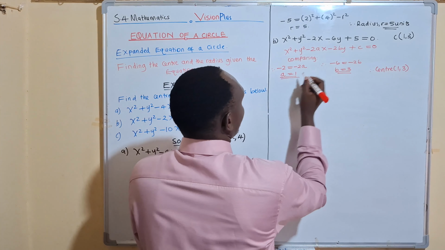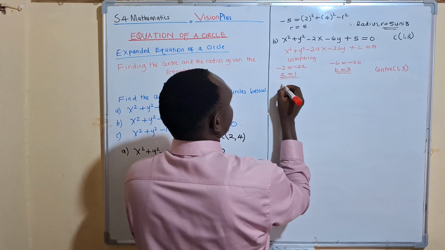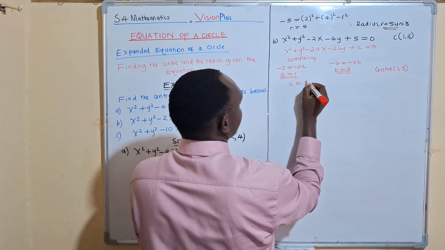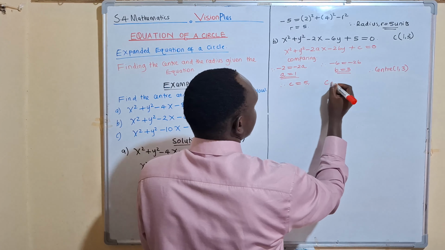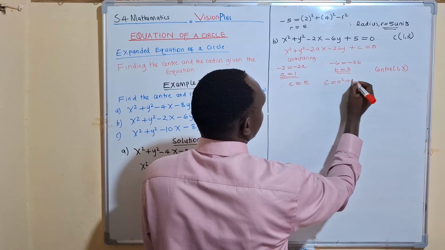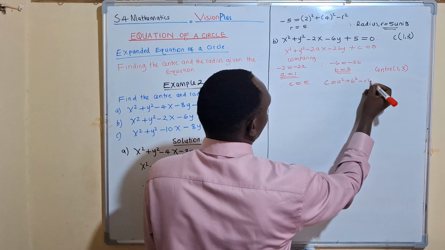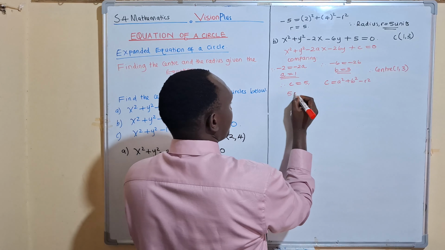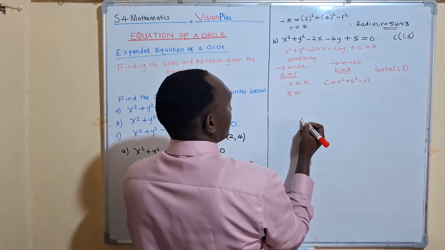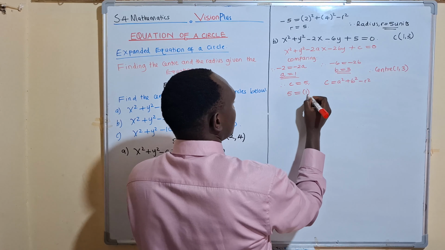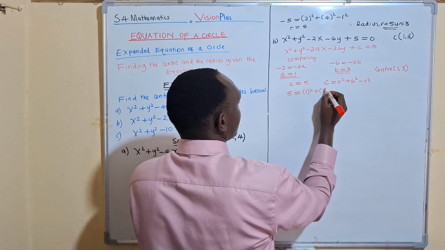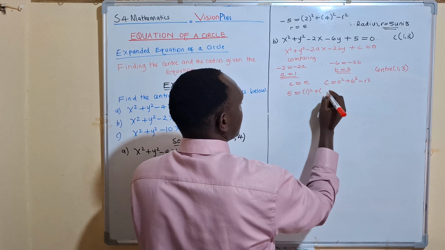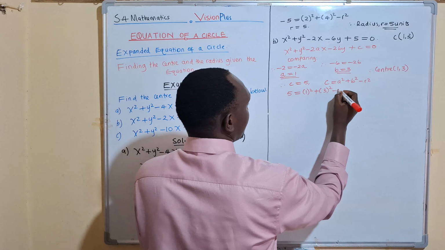Because we know that on comparing again, c is 5. But we know that c is given by a squared plus b squared minus r squared. So we substitute. What is c? C is 5. So 5 becomes equal to a, which is 1 squared, plus b, which is 3, squared, minus r squared.